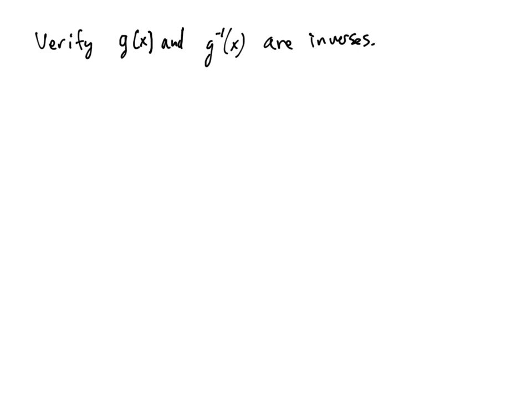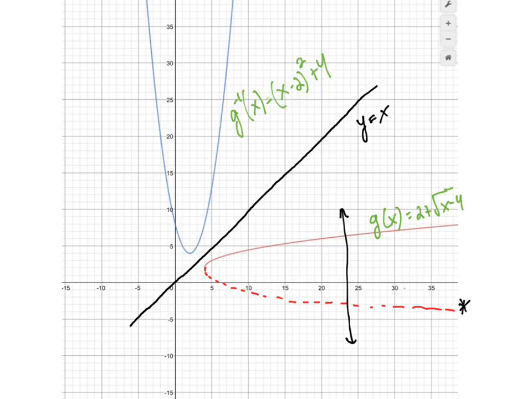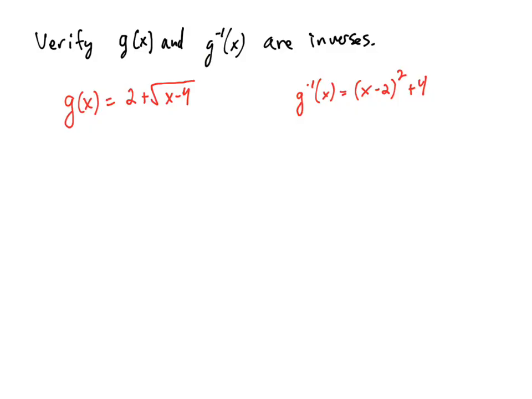All right, so we verified that g of x and g inverse of x were inverses by looking at their graphs. We can also do this algebraically. And how we do that is we must show that g of g inverse of x is equal to g inverse of g of x. So in other words, we're using each function as the input of the other. And if those are equal, then these two functions are in fact inverses of each other. All right, so let's go for it.